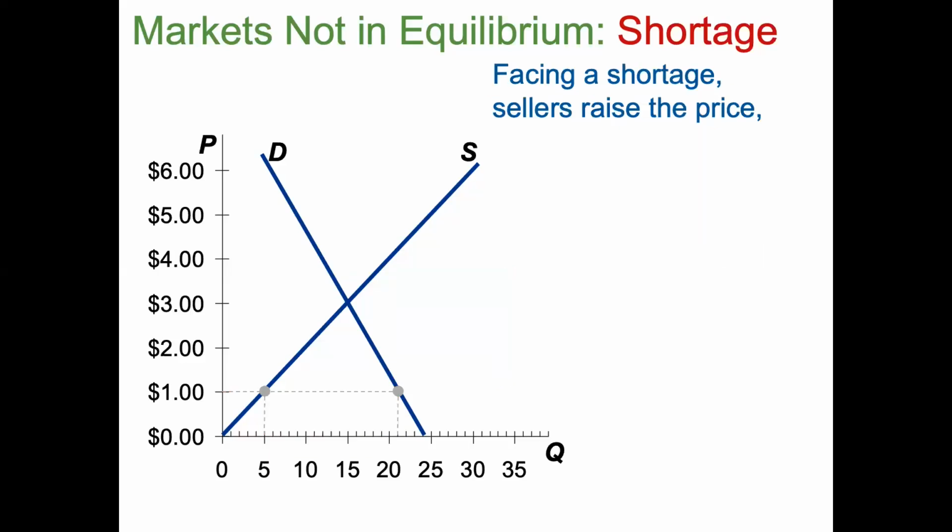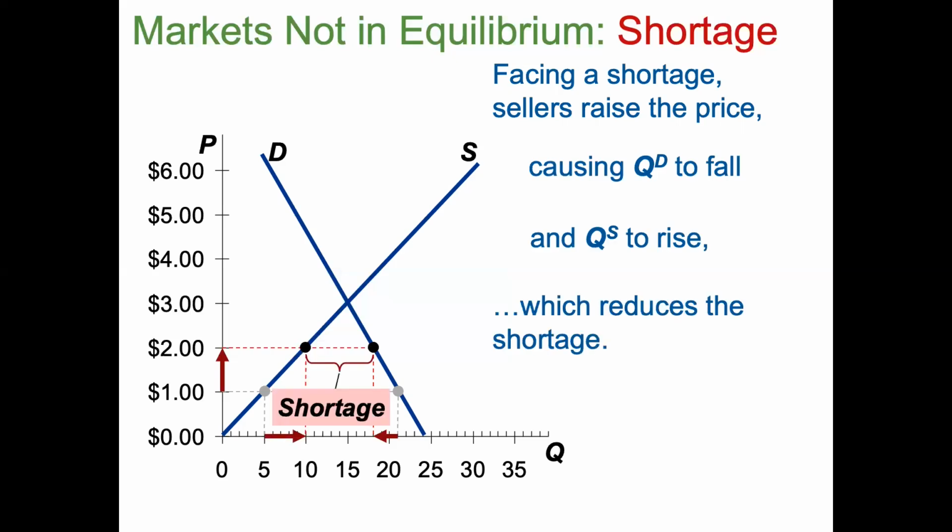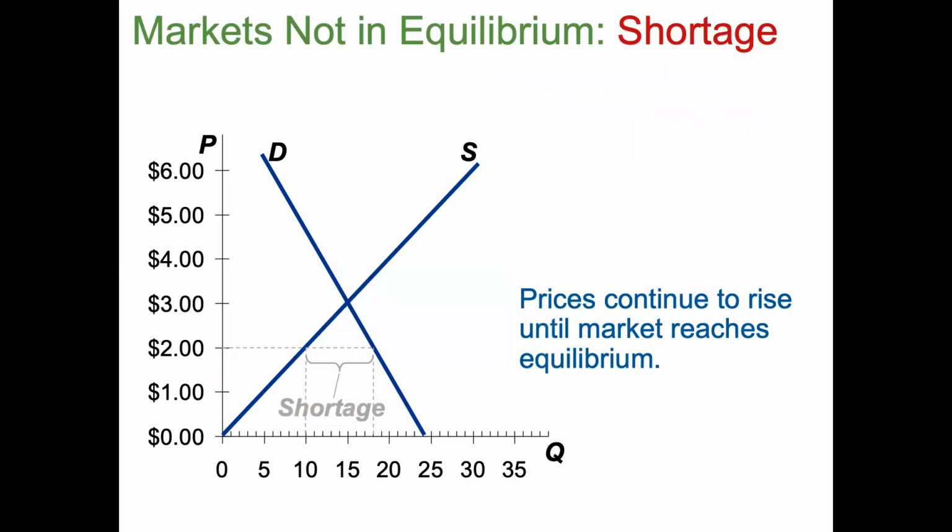Facing a shortage of supplies, sellers raise the price, say to $2, causing quantity demanded to fall and quantity supplied to rise, which reduces the shortage. Prices continue to rise until market reaches equilibrium.